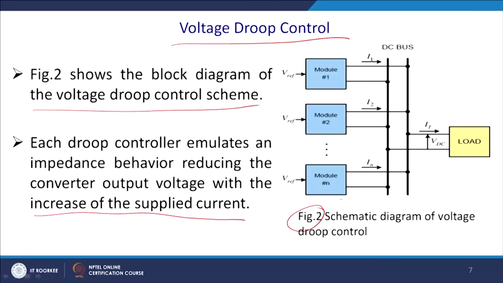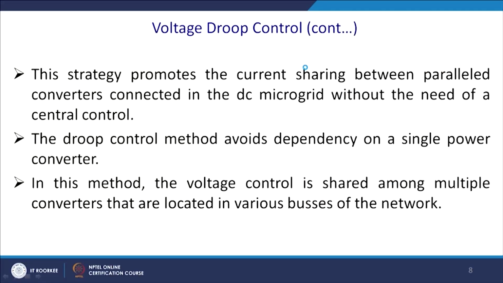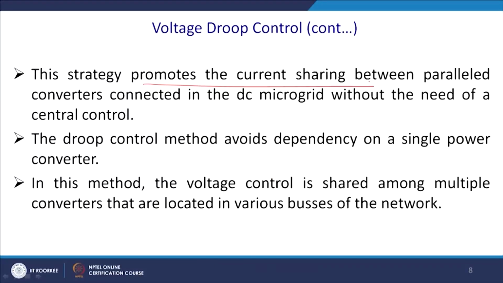So, this is the load and ultimately these are the different kinds of sources, and all will generate the current to maintain the DC bus voltage up to a level of tolerance. And this strategy promotes current sharing. So, this is something like the parallel operation of alternators which you have studied in your BTech classes in second year or third year. So, the strategy promotes current sharing between the parallel converters connected in the DC microgrid without the need for central control.